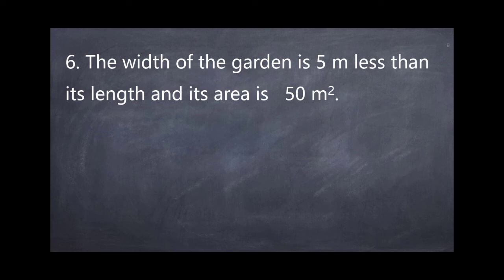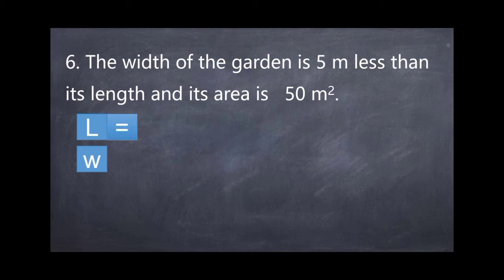Next, and this will be the last example for today's topic. The width of the garden is 5 less than its length, and its area is 50 square meters. So, dito, given naman ang width, pero kailangan si length. Okay? So, area daw is 50. So, kailangan natin ng length at width. So, ang given dito ay ang width.